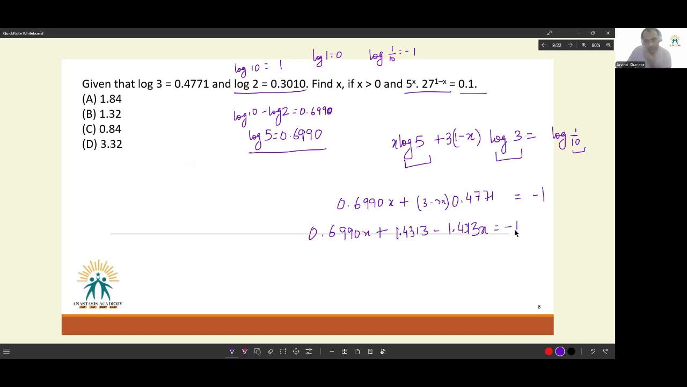4313x is equal to minus 1. This minus 1 should come here. The difference should go here. So I got 2.4313, and 3 minus 0 gets me 3.